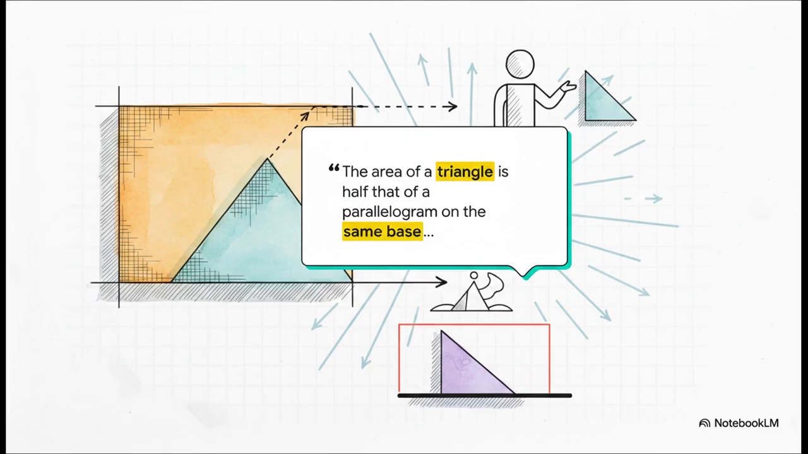Theorem 20 takes the exact logic we just used and applies it to triangles. It states that the area of a triangle is exactly half that of a parallelogram on the same base and between the same parallels. Meaning, if you can spot the parent parallelogram, you immediately, without doing any crazy math, know the area of the child triangle. And comparing these concepts side by side makes the natural progression really clear.